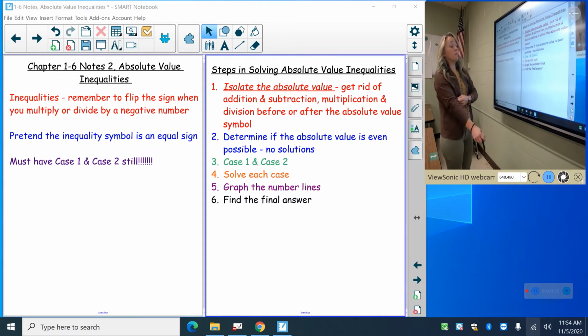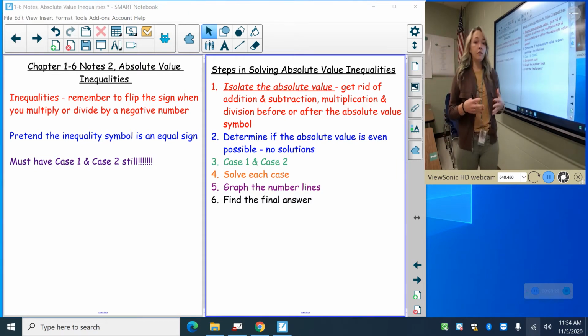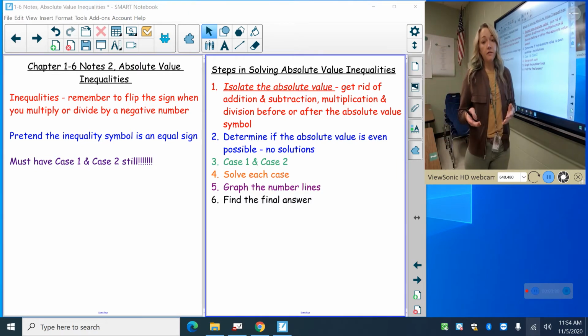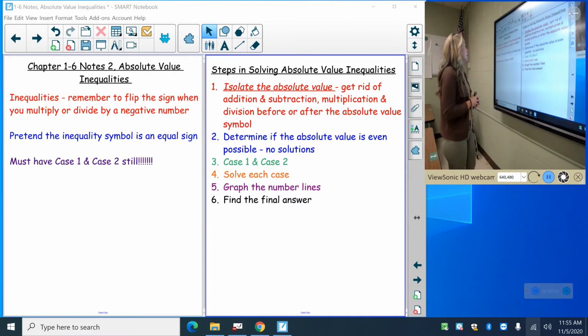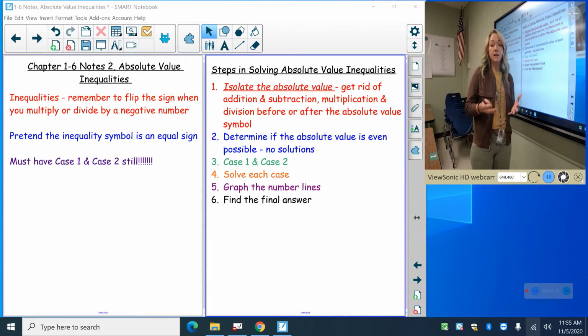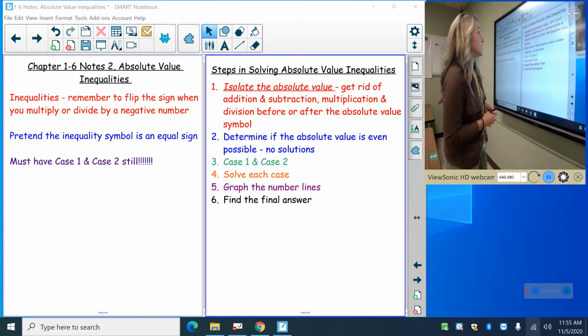So this is just a continuation of 1-6. Inequalities, remember, when you are solving an inequality, if you multiply or divide by a negative, you have to flip the sign, just a reminder. Pretend the inequality is an equal sign, and then you have to solve each case, case 1, case 2, exactly the same. Exactly like you did equations, except now we have inequalities.